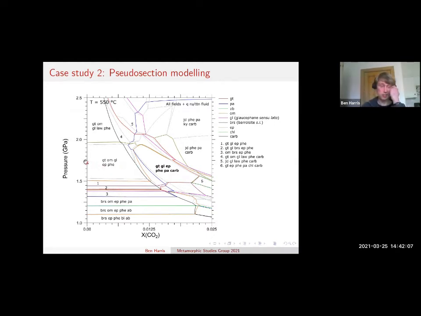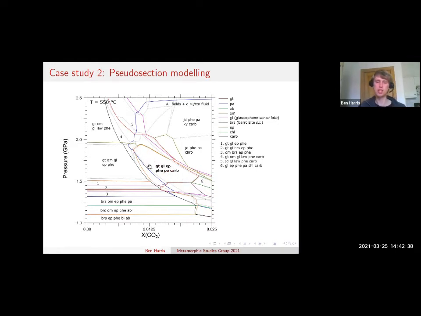And this is a section of pressure against the mole fraction of carbonate in the accompanying fluid. And we see that at the peak pressure temperature conditions for Raspas, which is about 550 degrees and about 1.5 to 2 GPa, this sample is predicted to contain about 20% omphacite and little to no paragonite. However, in the presence of a carbonate-bearing fluid, the assemblage which we see in the rock is stable.